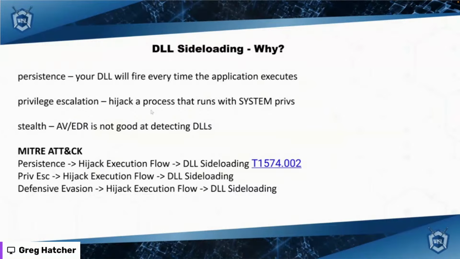So there's a privilege escalation possibility here. We could hijack a process that runs with system privs, and our DLL can fire inside of a binary that runs with system privs. Persistence: say we want to hijack something like Notepad++ or Teams. We put our DLL inside of that binary, and then every time the binary fires, say Susie in accounting goes into work in the morning and opens up Teams, we get a beacon. And there's the MITRE ATT&CK, showing how prevalent it is. It can be used for hijacking execution flow, defensive evasion, privesc, and persistence.